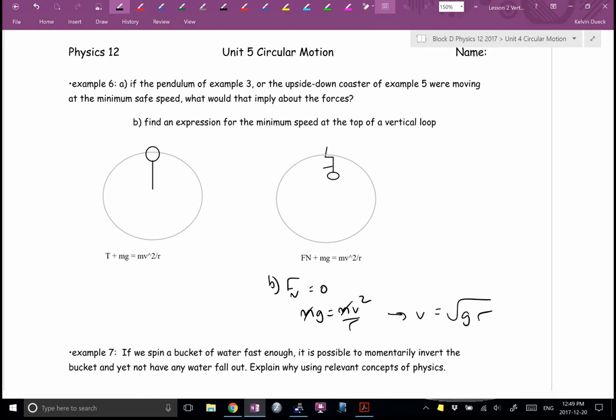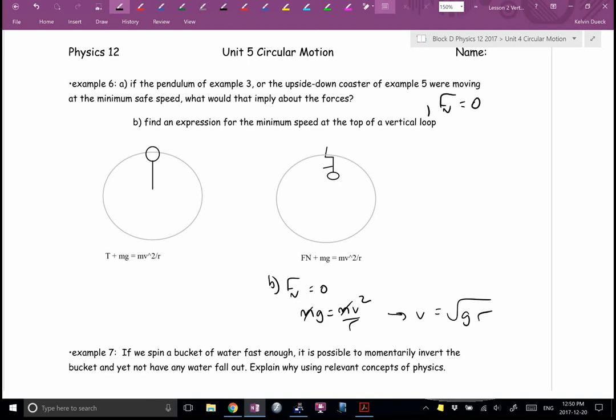Okay. So for part A, when it says, what would that imply about the forces? For the second one, normal force is zero. What about the first situation, the pendulum? Well, watch really closely. I'm going to try to get to the minimum speed. Watch. So right now I've got lots of breathing room. I'm slowing down. What do you notice is happening with the rope? So at minimum speed, what do you think tension is exactly? Zero. That would be the magic where there was no slack but no force. That would be minimum safe speed.